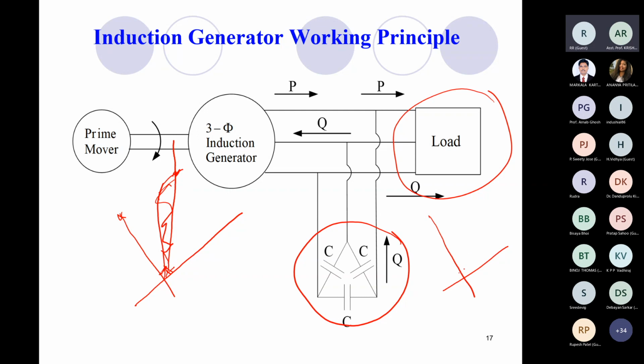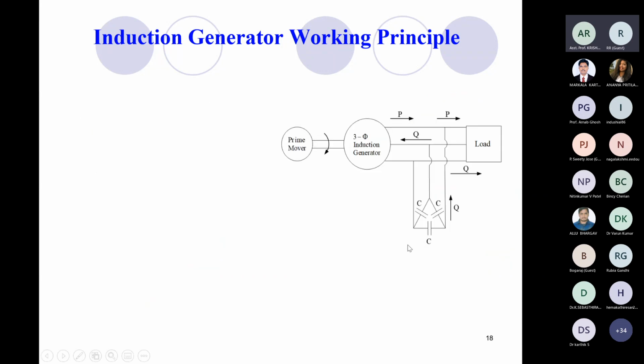So here the case will be like this, but this line is actually the field circuit resistance line, and this line is the capacitive reactance line for the induction generator, that I am going to show in later slides.